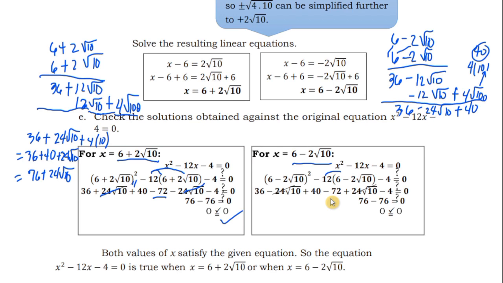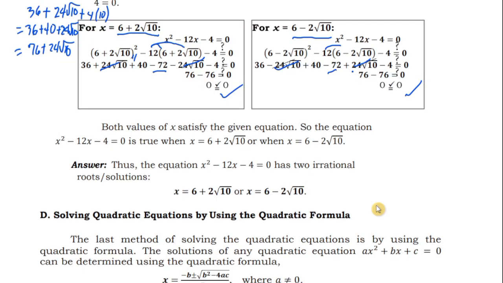So we now have these terms, which are similar but opposite, so this one is 0. 36 plus 40 is 76. Negative 72 minus 4 is negative 76, so 76 minus 76 is 0. So it means that the given equation, x squared minus 12x minus 4 equals 0, has two irrational roots or two solutions.